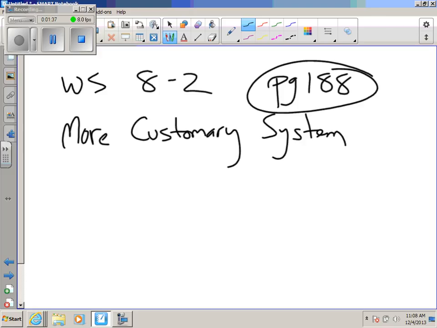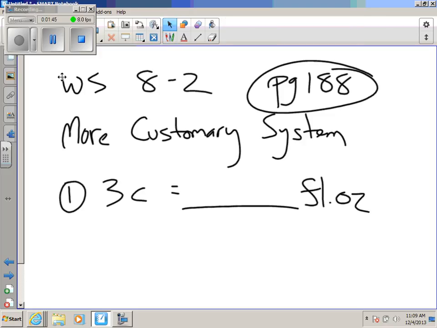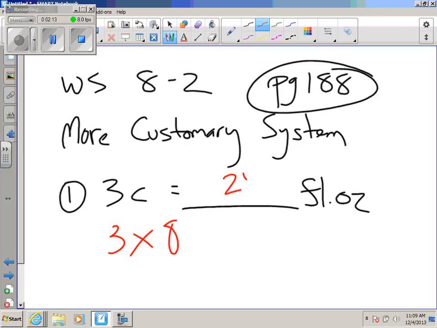Okay, number 1. 3 cups is equal to how many fluid ounces? As you look at your staircase and your notes, to go from cups to fluid ounces, are we going up or down our staircase? Down, which means what operation? Right. So I'm going to take this 3 and multiply by how many fluid ounces are in a cup, therefore 24 is the value that we are looking for.